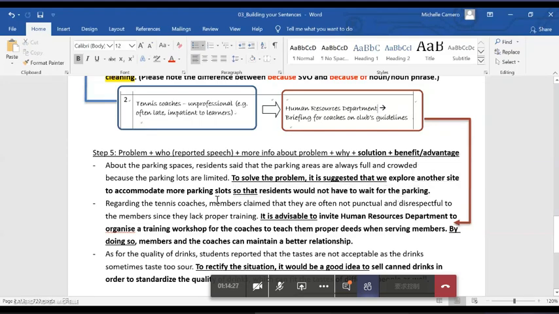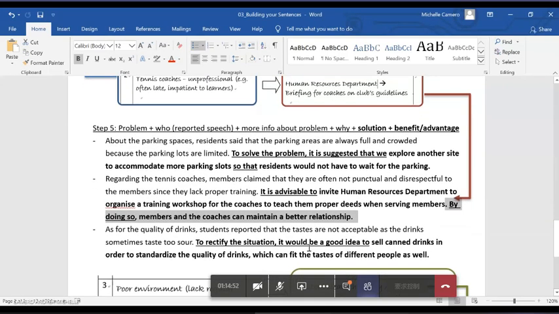All right, next, regarding the tennis coaches, members claim that they are often not punctual and disrespectful to the members since they lack proper training. It is advisable to invite human resources to organize a training workshop for the coaches to teach them proper deeds when serving members. That's the solution. By doing so, members and the coaches can maintain a better relationship. All right, that's the advantage of the solution.